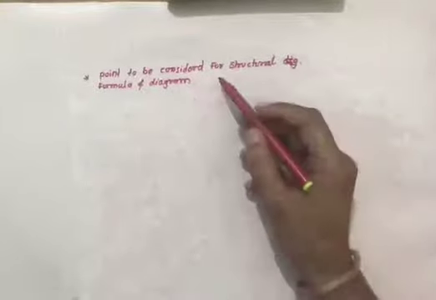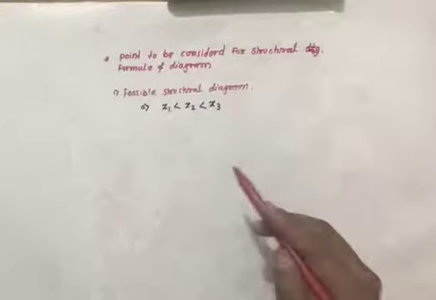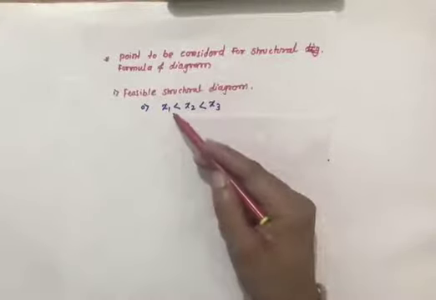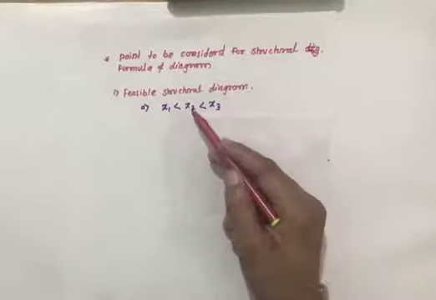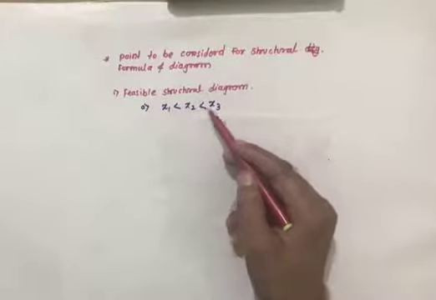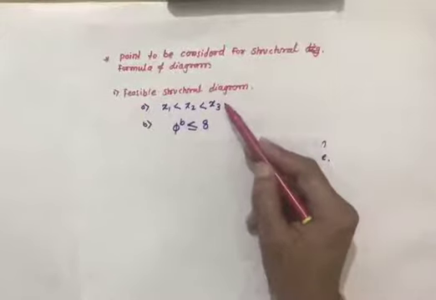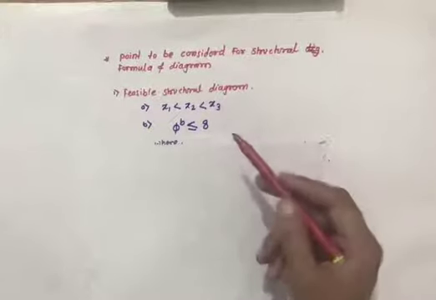Now, points to be considered for structural formula and structural diagram. For feasibility of the structural diagram or structural formula, x1 is less than x2, and these both are less than x3. This is the first feasibility of the structural formula.